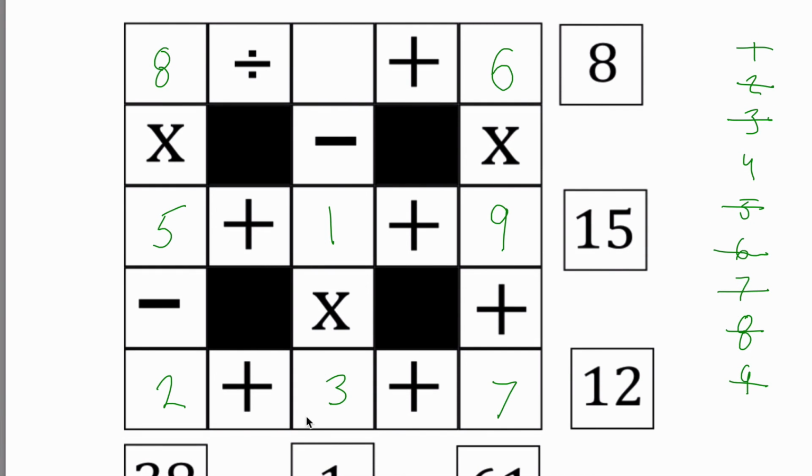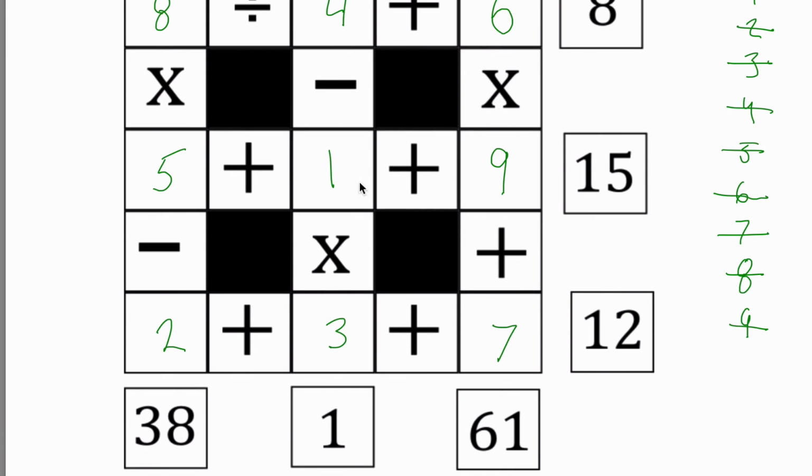And so now I can either go this way or go this way. 8 divided by something plus 6 is 8. So I'm going to add last. So something plus 6 equals 8. 2 plus 6 equals 8. So this thing must equal 2. 8 divided by something. Hey, look, 4. 8 divided by 4 is 2, and that's the one number I had left.